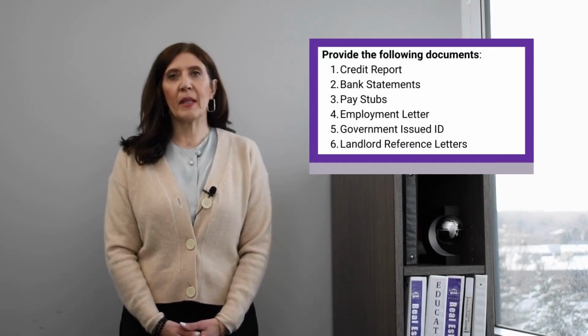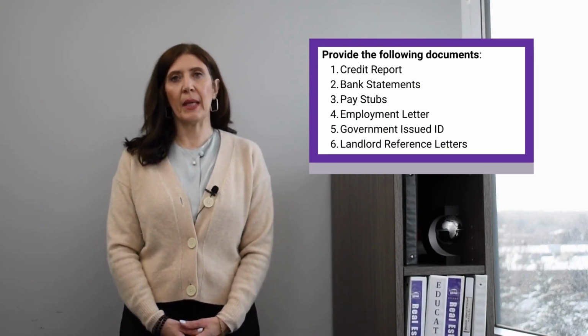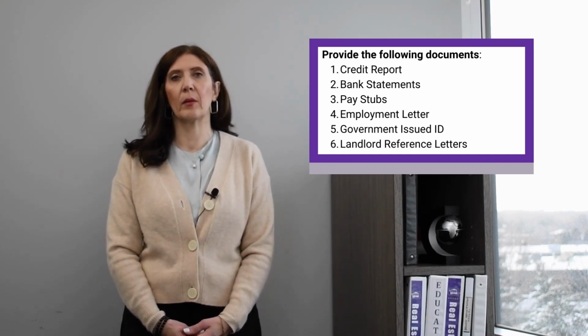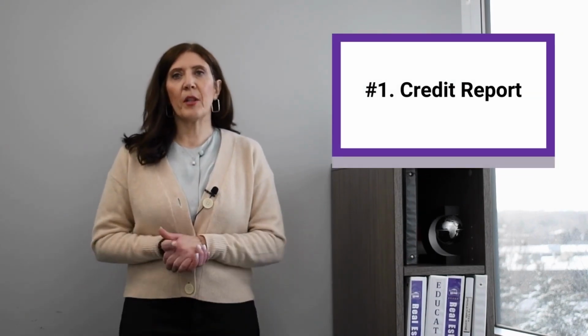So today I'll be walking you through 6 documents that a tenant may provide the landlord during the rental process. These documents include credit reports, bank statements, pay stubs, employment letters, government-issued IDs, for example, driver's license, and the landlord reference letters. Let's start with the credit report.